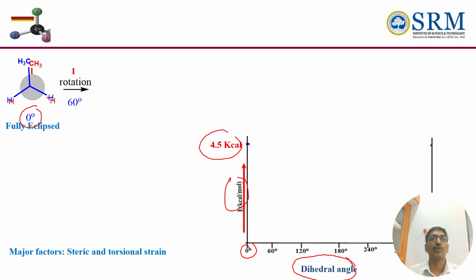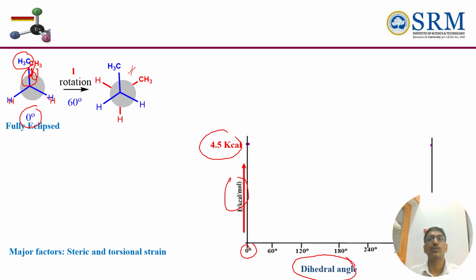We all know what torsional strain is, arising from the electron clouds present in each bond. Because they are on the same side, they have maximum repulsion, and that destabilizes the conformer. And also for steric reasons, the two methyl groups are very close. Even the steric strain is maximum in this particular conformer. So the energy is the maximum.